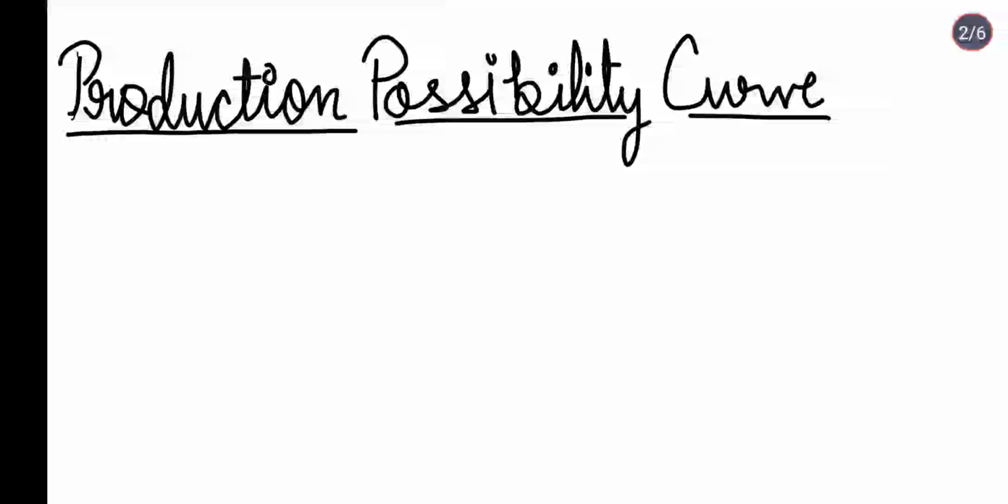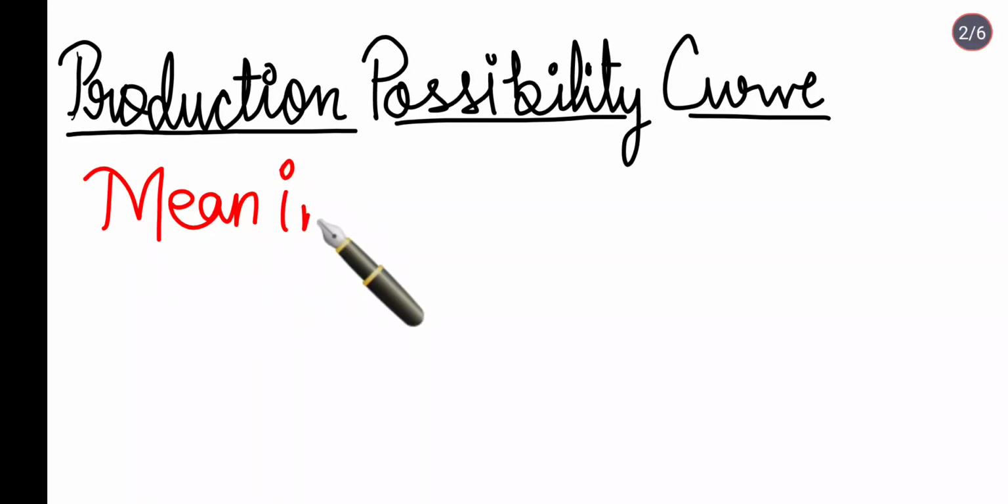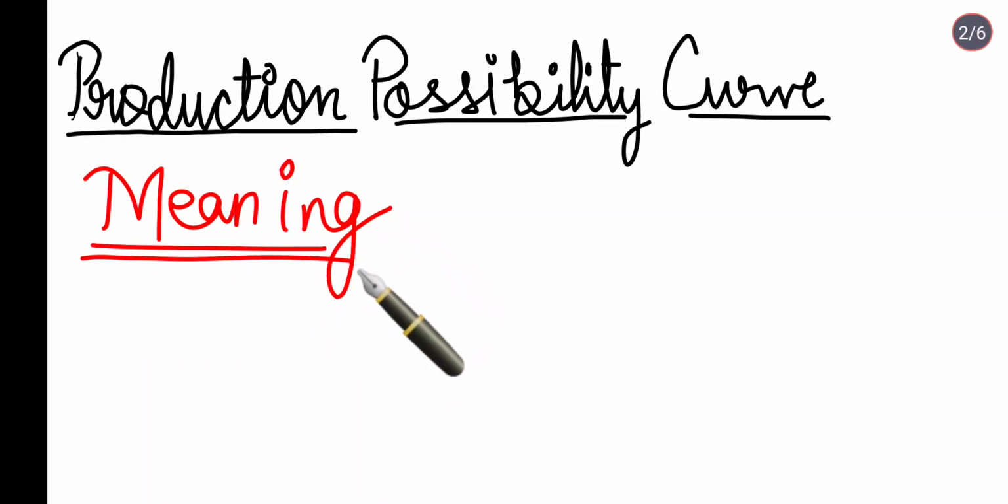Today we are going to be learning this topic called production possibility curve. So today we are going to be learning what is production possibility curve and the central problems related to the economy in this video. Firstly, we are going to see the meaning of the production possibility curve. After meaning, we are going to be talking about the curve.